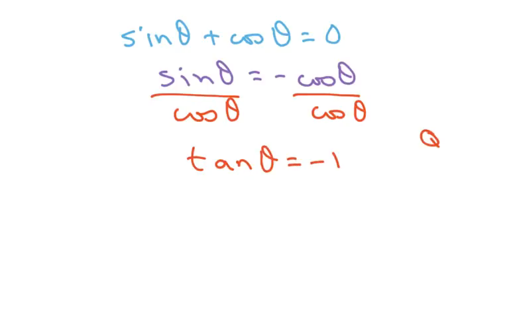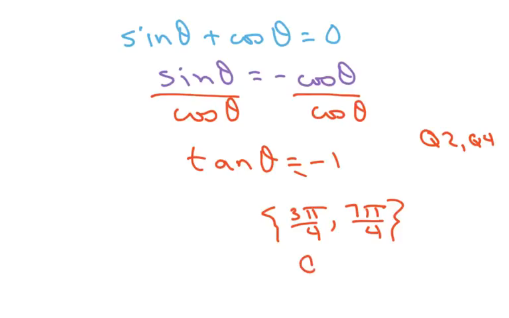Tan's negative in quadrant 2 and 4. And this is the -1, so that's going to be 3 pi over 4 and 7 pi over 4. This is your quadrant 1, and this was your quadrant 2.